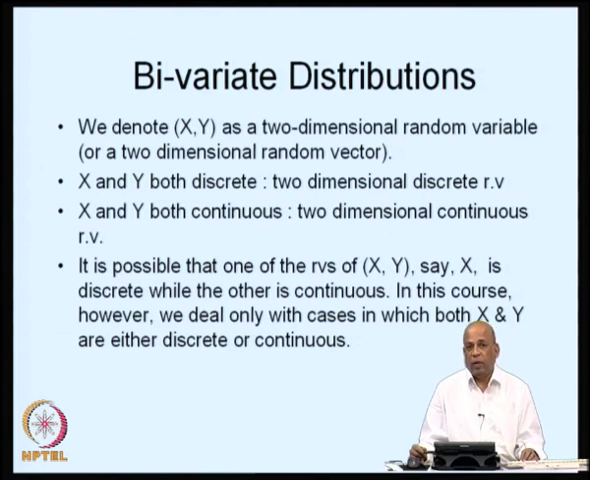Now, we may have a case where both x and y are discrete random variables, and this will define a two dimensional discrete random variable. Similarly, when both x and y are continuous, we define this as a two dimensional continuous random variable. In some situations it is possible that one of the RVs, let us say x, is discrete while the other, y, is continuous. Such situations do exist, but in this course we will not go into such random variables. We will deal with only cases where both x and y are discrete or both x and y are continuous.